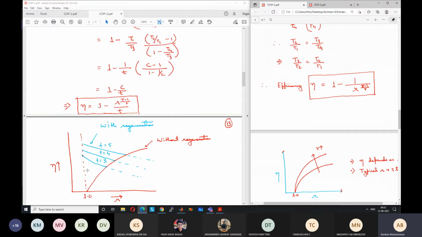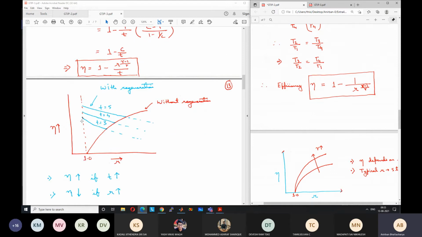What is the limit at R equal to 1? So you can just put R equal to 1 here and find the limit. So eta will be equal to 1 minus 1 by T. So for T equal to 3, eta will be 1 minus 1 by 3. So it will be 2 by 3, 66.67%. Similarly, for 4, it is 1 minus 1 by 4, so 0.75. So this value will be 0.75. Obviously, at this point, you cannot operate the cycle. Why can we not operate the cycle at this high efficiency point or very near to the high efficiency point?